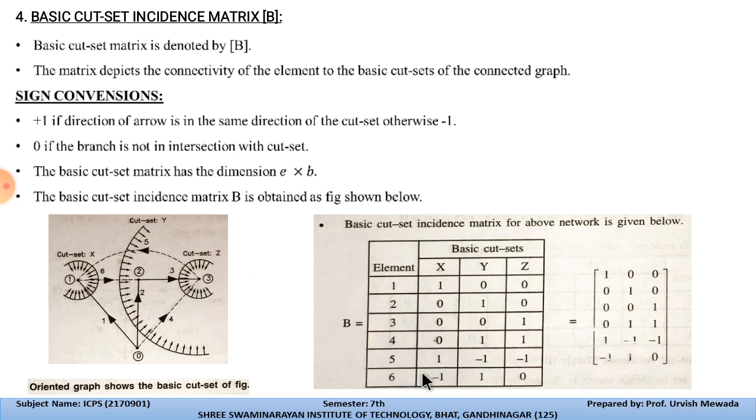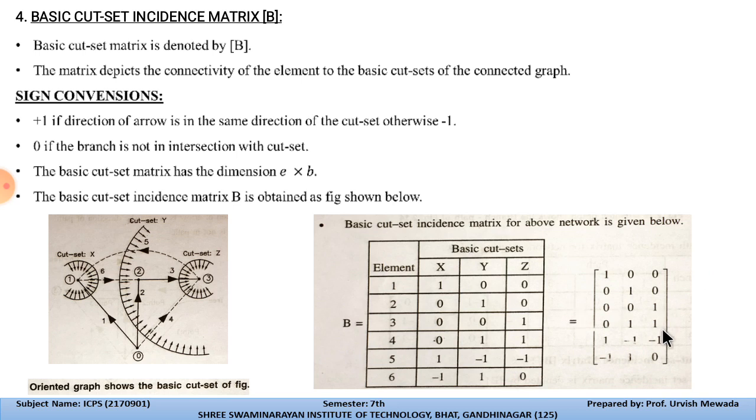Let's see element number 6. For element number 6 with x, both are in the opposite direction. This is the direction of the cut set, which is going toward node number 1, so this is taken as -1. Now element number 6 with y, both are in the same direction, so it is taken as +1. And there is no connection between element number 6 and cut set z, so it is taken as 0. From this we can form the matrix like this. So this will become a 6 by 3 matrix. This is how we can solve the basic cut set incidence matrix.